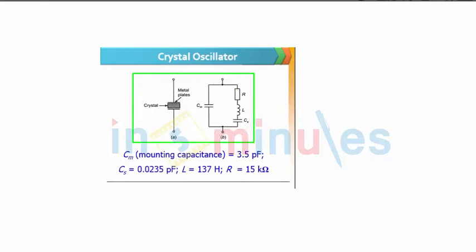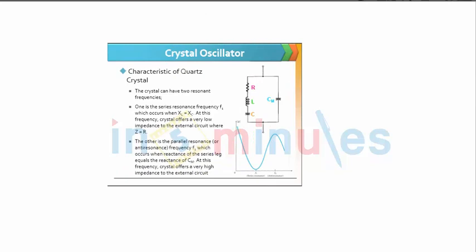Now this is the diagram for the crystal oscillator. You have two metal plates, and within that you have the crystal, and you have the RLC and the mounting capacitance, whose typical value is 3.5 picofarad for mounting. Then CS is 0.025, L is 137 Henry, and R is 15 kilo-ohms. Depending on the metal or device, these values might vary, so for typical values we consider these for the crystal oscillator. Now, the characteristics of the quartz crystal: you have frequency F1, and the other frequency is F2.